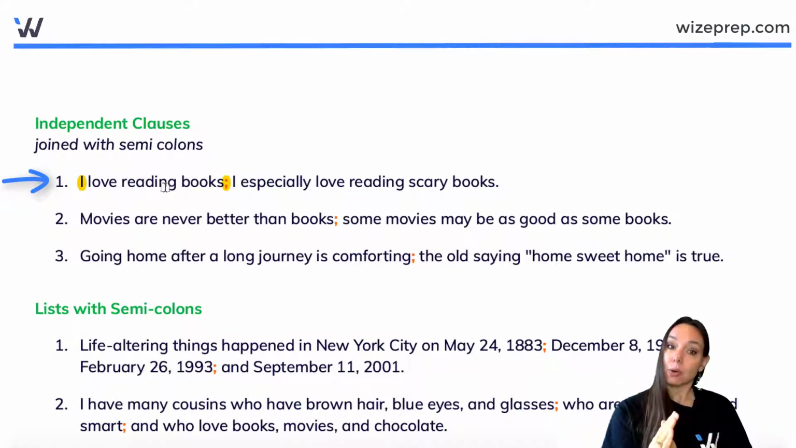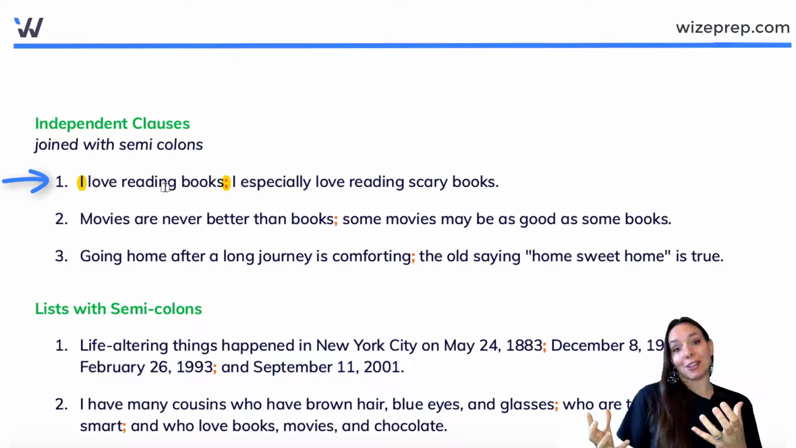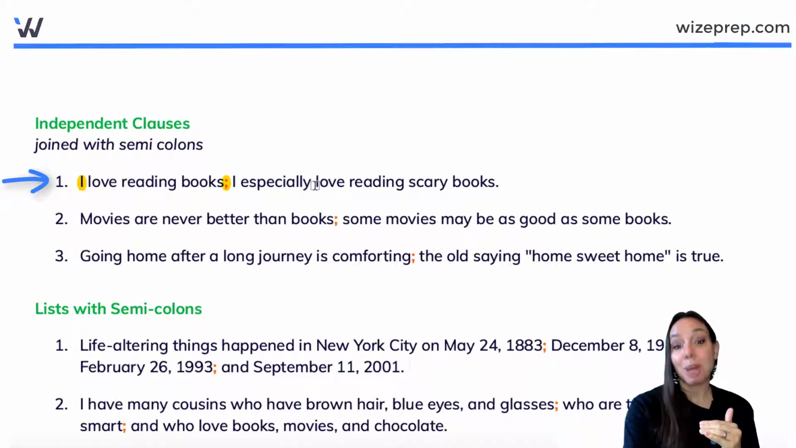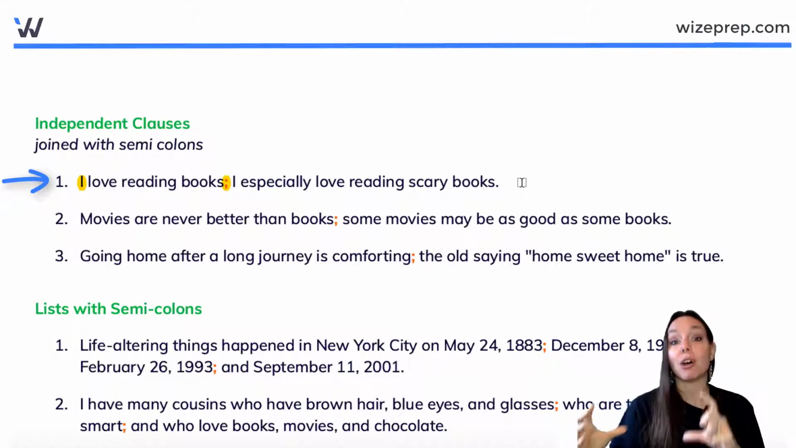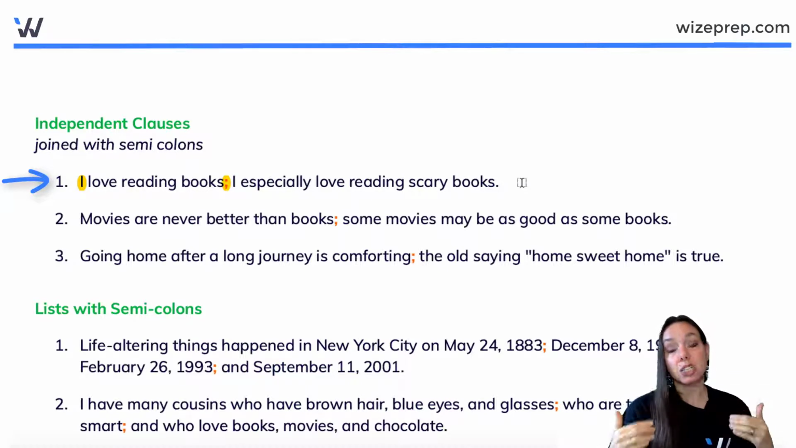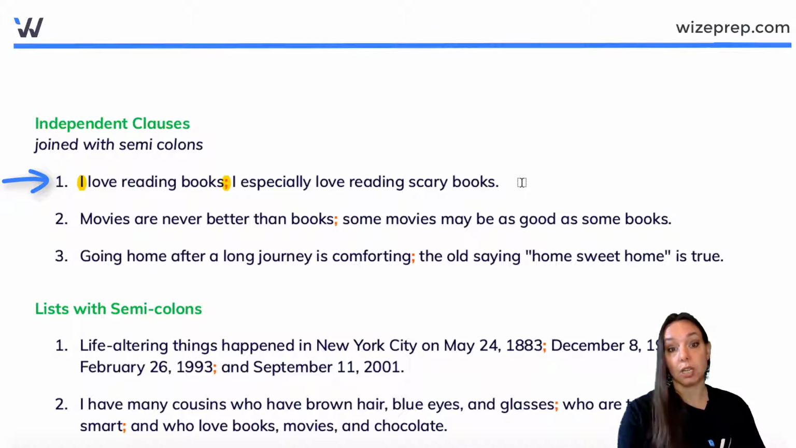And we stick a semicolon in, which tells us that what's going to follow grammatically is an independent clause, but at the level of content is related to what came before. So, I especially love reading scary books. That's an independent clause that's doing the work of modification. It's modifying what came before, describing what came before. You don't necessarily need to know all of the technical jargon about each of the parts of the sentences, although you may want to. You do need to be able to identify subjects and verbs so that you can identify when something is an independent clause or a subordinate clause, and therefore use a semicolon appropriately.